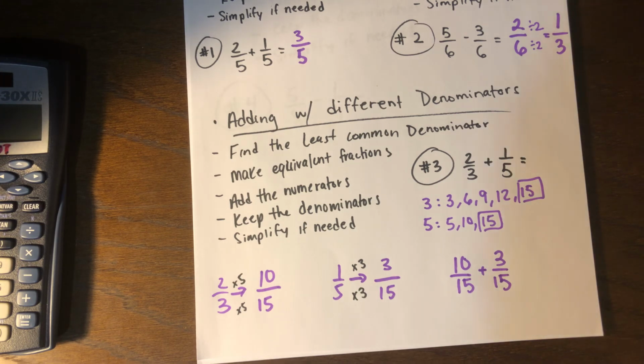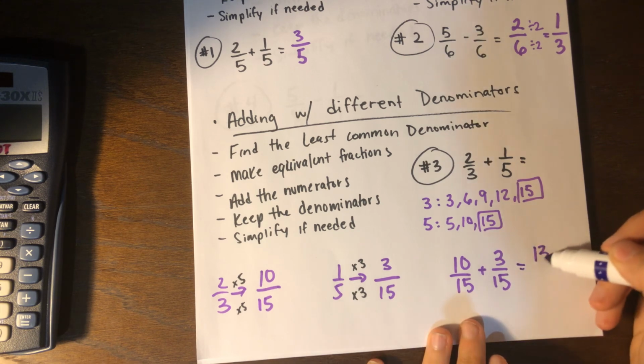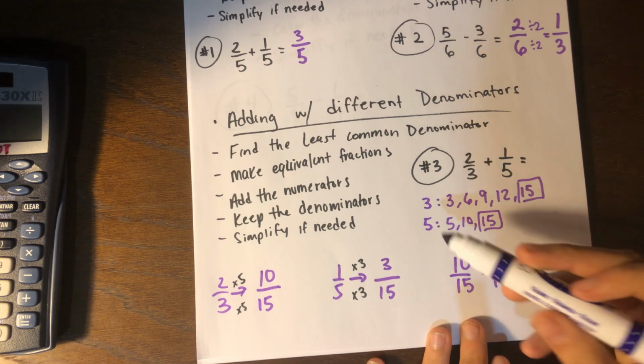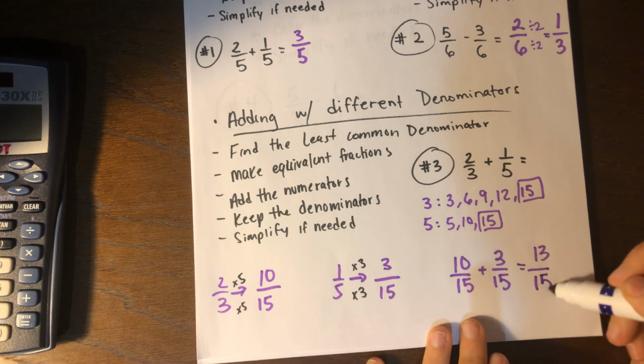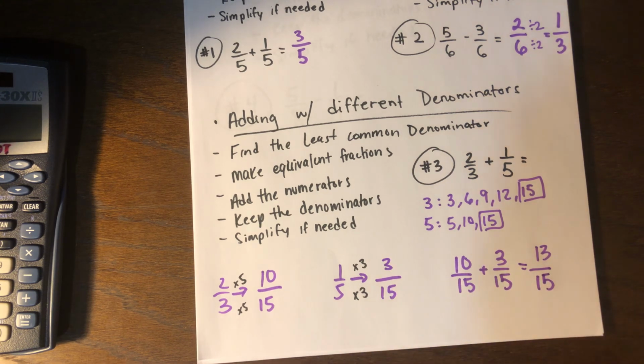So the next thing we needed to do is just add the fractions. So now we add the numerators. 10 plus 3 is 13. And then it says keep the denominators. Simplify if needed. Can we simplify 13 over 15? No. So this is our answer.